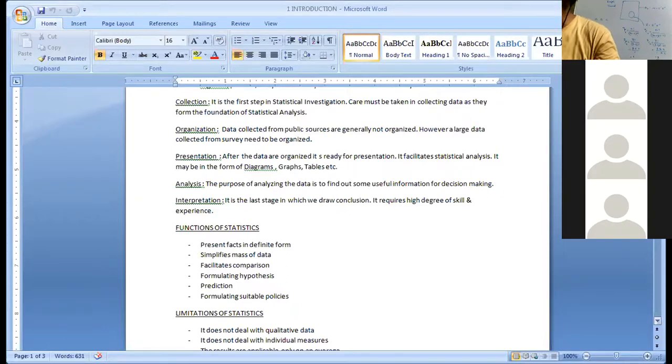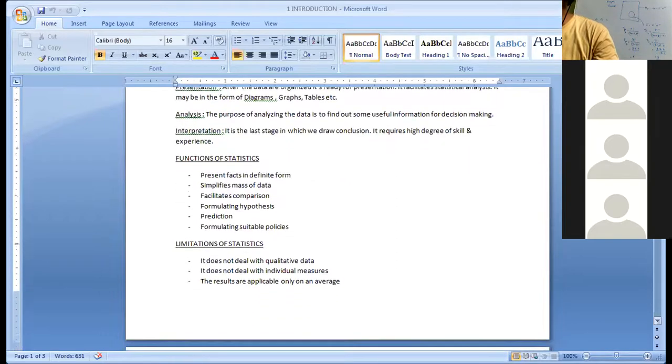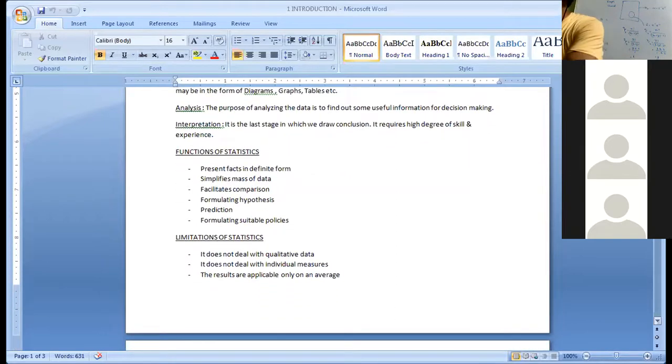Limitations of statistics. It does not deal with qualitative data. Okay, so statistics is basically only for quantitative data. Then it does not deal with individual measures. So it talks about on an average phenomena. Okay, average phenomena. As I told you, what is the average height of male Indian? So 5 feet 6 inches.